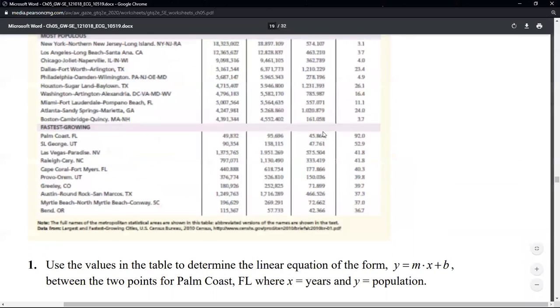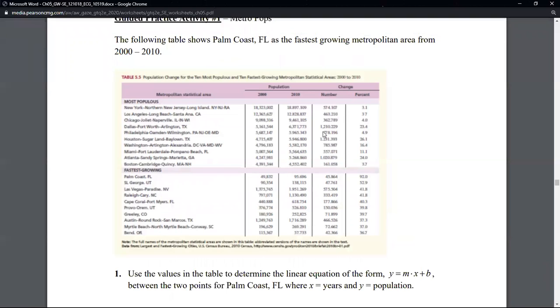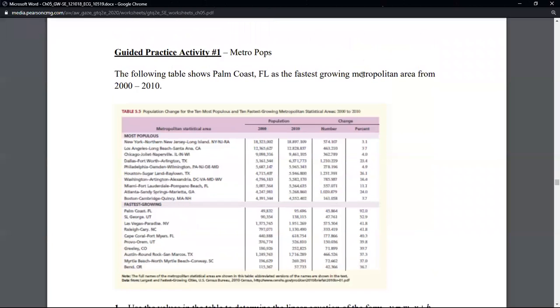Small numbers, fuzzy numbers. The following table shows Palm Coast, Florida as the fastest growing metropolitan area from 2000 to 2010. Fastest growing, meaning that their population is growing the fastest. I didn't say anything different there, did I? No, but that was intentional. It means that if you look at the change from 2000 to 2010, that it would be the greatest.